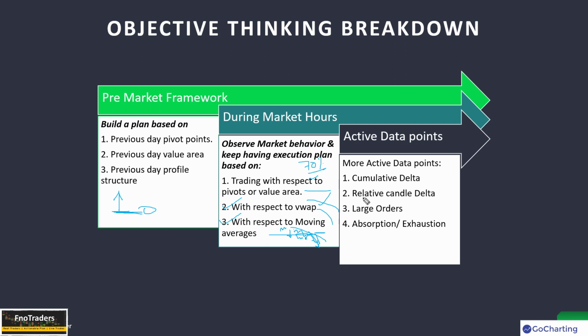Now, what will further enhance your ability to execute and get a good refined entry is looking at more active data points. Active data points are what? How is cumulative delta today versus the rest of the price movement? Is it in line, out of line?